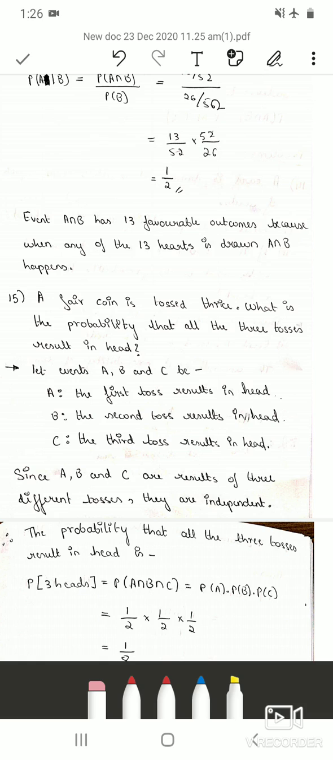The probability that all 3 tosses result in head is, that is probability of 3 heads, which is probability of A intersection B intersection C. So because each of the 3 tosses is done at a different time, they are independent, as we had seen, and since they are independent, we can write probability of A intersection B intersection C as probability of A into probability of B into probability of C. So we had seen this in the definition of independent events. So for 3 events, the independent event would be probability of A into probability of B into probability of C.